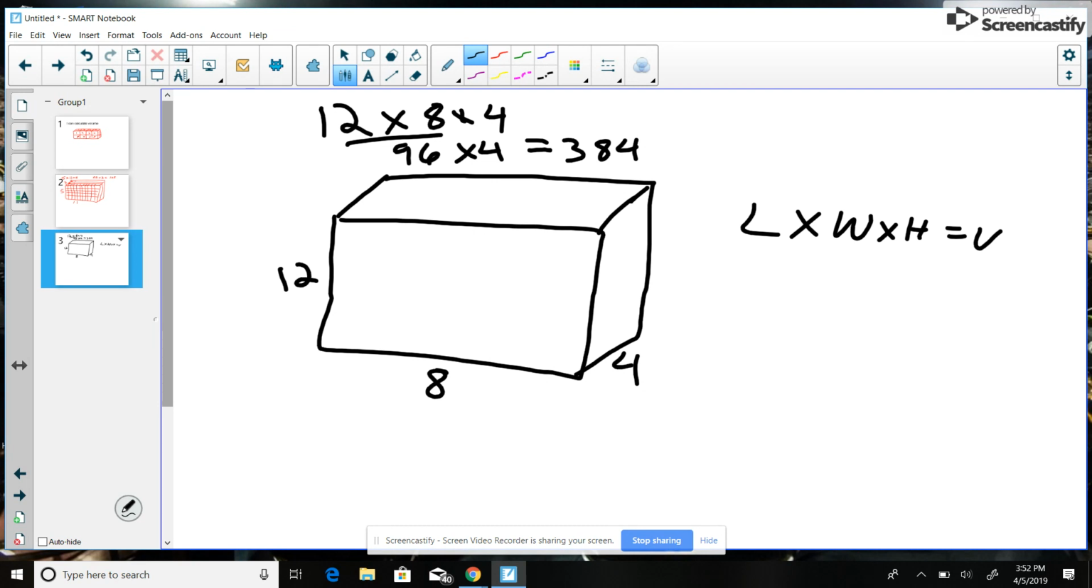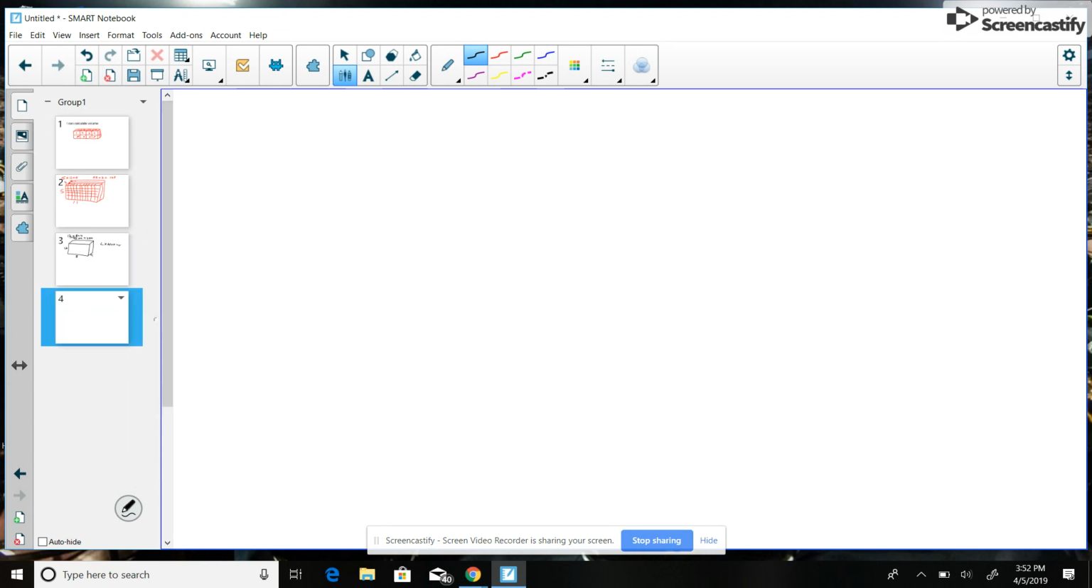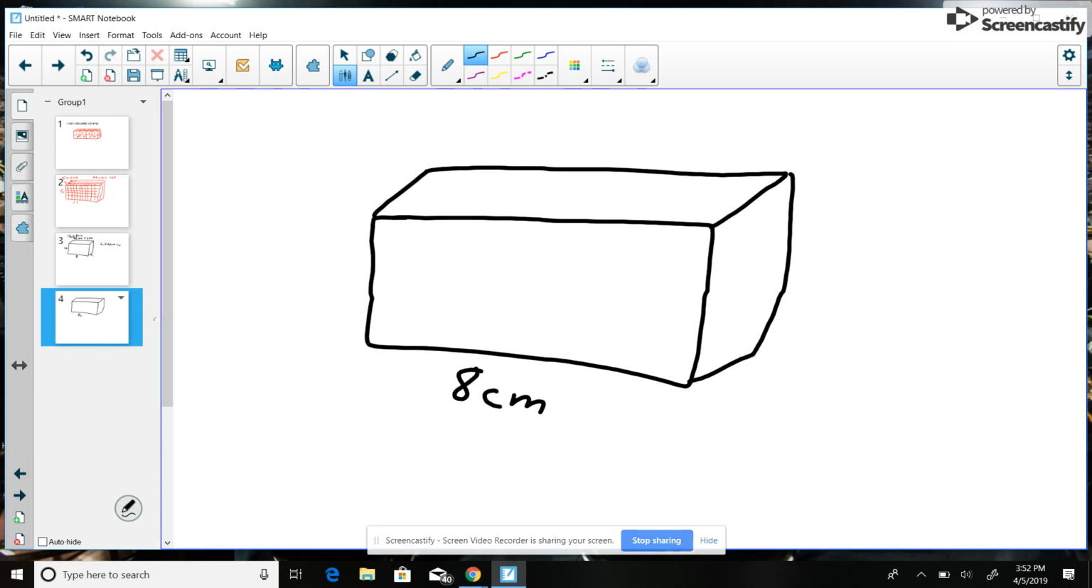Now, the other thing we have to consider is, since we're measuring something, we also need to know what unit we're using. So let's say it's centimeters. That's a measurement of length. So each of these is measured in centimeters. This line is 12, this line is 8, this line is 4.